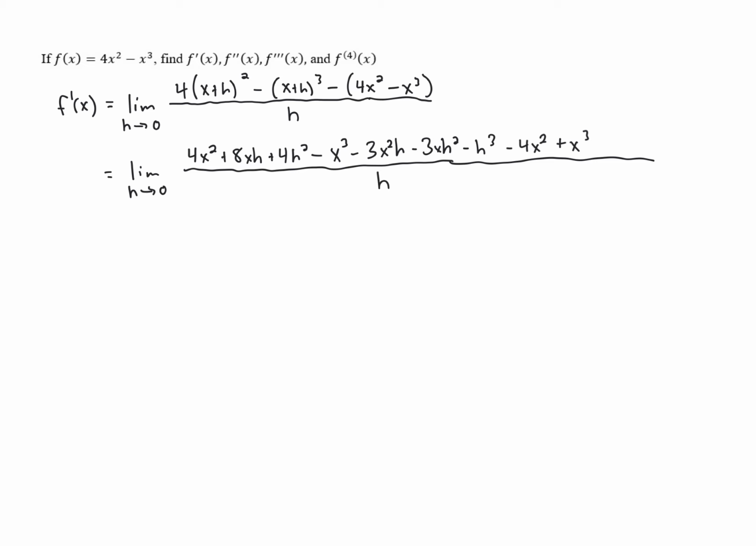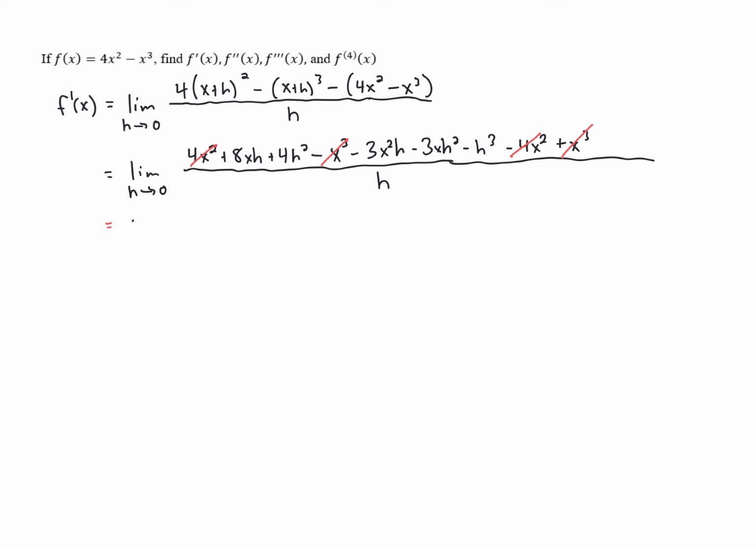Now let's hope that we've got a few things canceling out. I see a positive 4x squared and a negative 4x squared that cancel out. I see a negative x cubed and a positive x cubed that cancels out. I think that's all that's going to cancel out, but each of the remaining terms is divisible by h. So let's go ahead and do all of those divisions so we can simplify things.